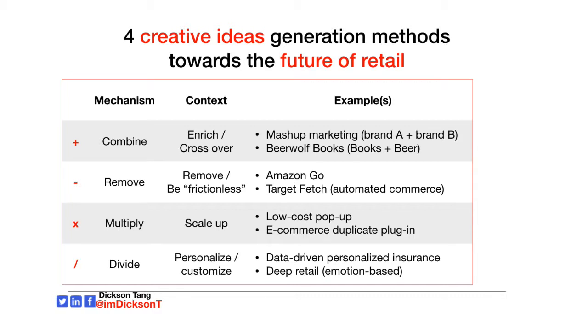And number 3 is about multiply. That means you scale up your retail operation, making sure that it is available everywhere. And last but not least, number 4 is about divide. That means you make things smaller, you customize it on an individual basis, you offer personalized products and services. So those are the 4 simple methods that you can use to generate creative ideas towards the future of retail.